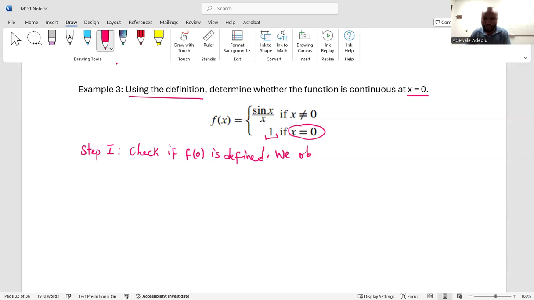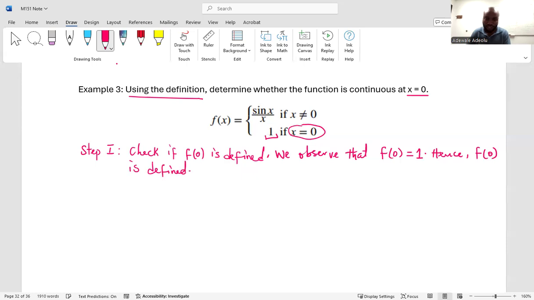We observe that f of 0 equals 1. Hence, f of 0 is defined.